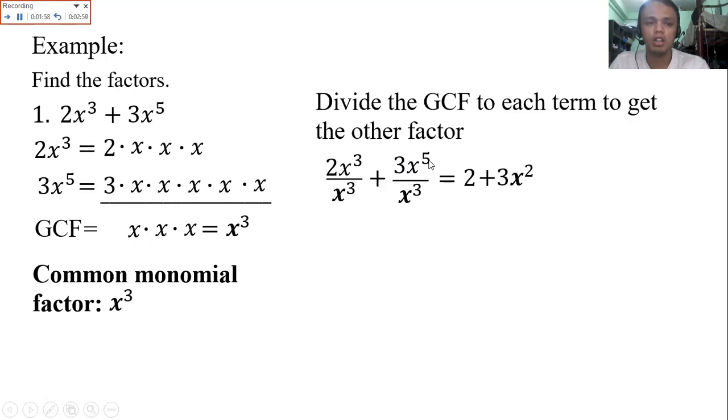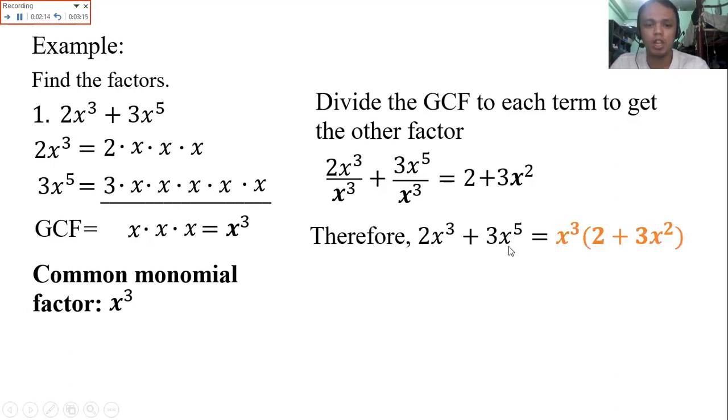Okay? Dividing of monomials or in a law of exponent, that is the quotient of power. Iso-subtract natin yung 5 at saka yung 3. 5 minus 3, that is 2. Copy yung x. So ito yung magiging another factor niya. Therefore, 2x cubed plus 3x raised to 5 is equal to x cubed times 2 plus 3x squared. So ito yung magiging factored form niya. Yung common monomial factor is x cubed. Factored form is this one. Okay, next.